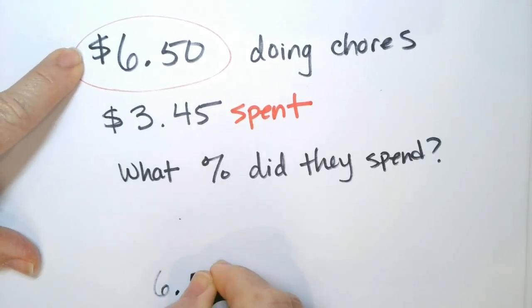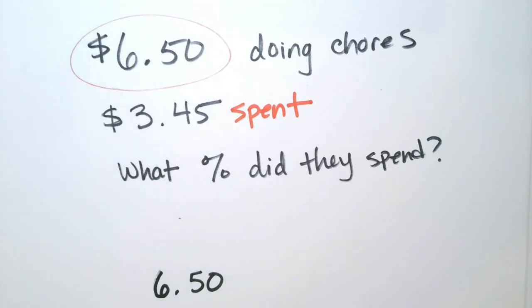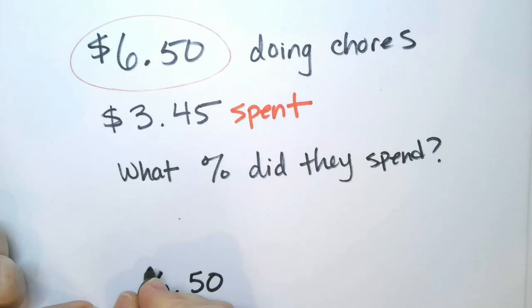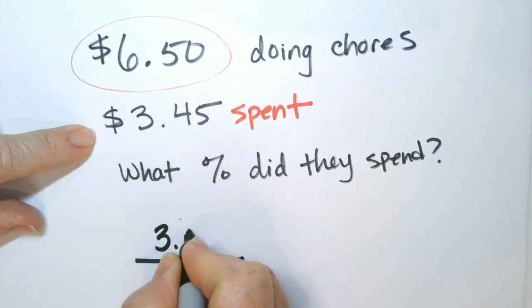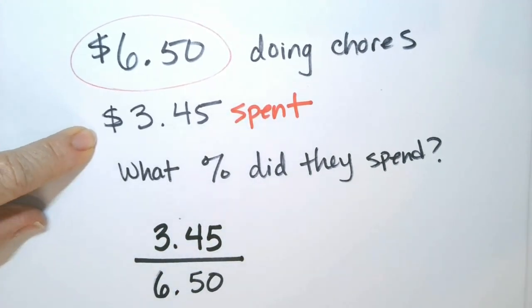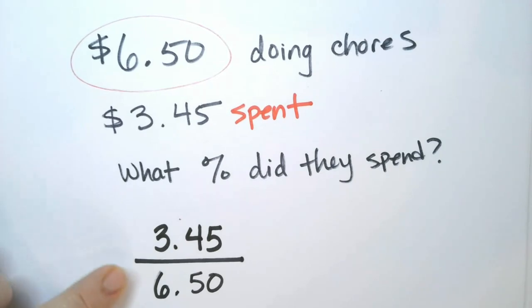$6.50. Get a new Sharpie here. Okay. Had $6.50. Okay. Now, how much did I spend? Did I spend $6.50? I spent $3.45. Okay. Now, if I just do this calculation, will I get the right answer?